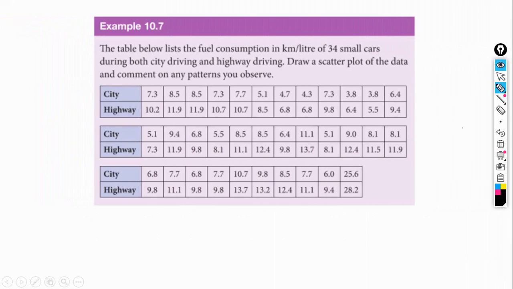Okay, so here we are with example 10.7, and it says the table below lists the fuel consumption in kilometers per liter of 34 small cars during both city driving and highway driving. Draw a scatter plot of the data and comment on any patterns you observe. So notice that they give us the raw data, and we are going to build a scatter plot. To do that, we're going to use the GDC.